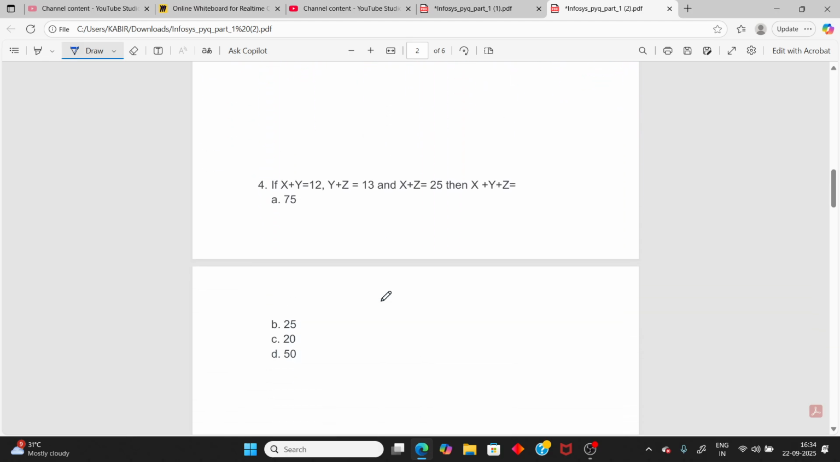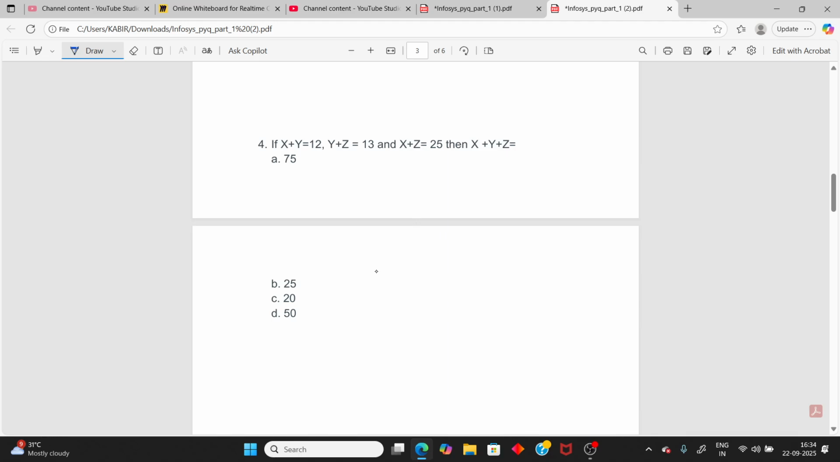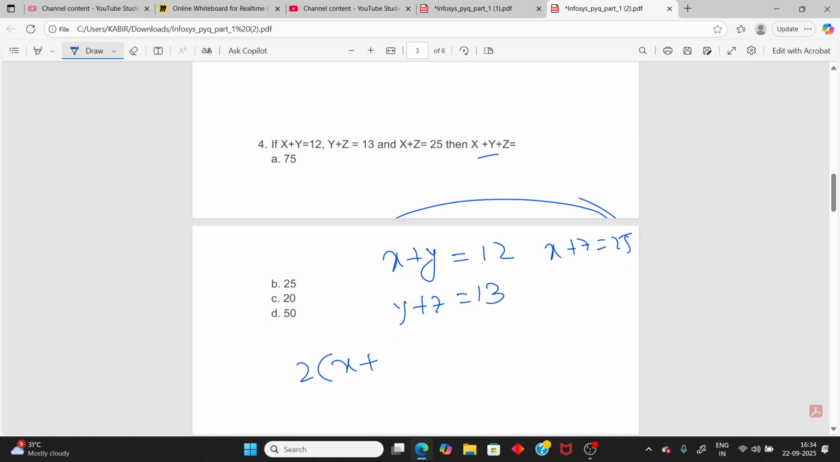Moving to the next one. Easy question. You have been given x plus y equals 12, y plus z equals 13, and also x plus z equals 25. I need to find x plus y plus z. Adding all three, you will get 2x plus 2y plus 2z equals 12 plus 13 plus 25, which is 50. So x plus y plus z equals 25. So that is your answer.